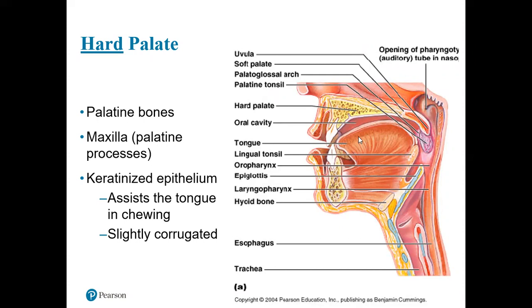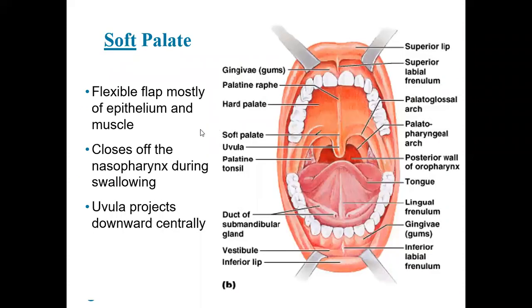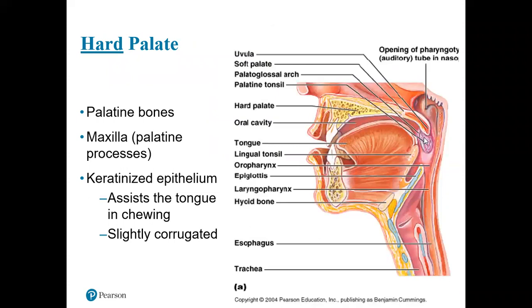When food is ingested, it gets moved by the tongue, and the tongue will push that food bolus up against the hard palate, which is made up of palatine bones, as well as the palatine processes of the right and left maxilla. When the swallowing reflex is initiated, the soft palate moves upward and closes off the nasal cavity. So food is going to continue through the oropharynx, down past the laryngopharynx into the esophagus.